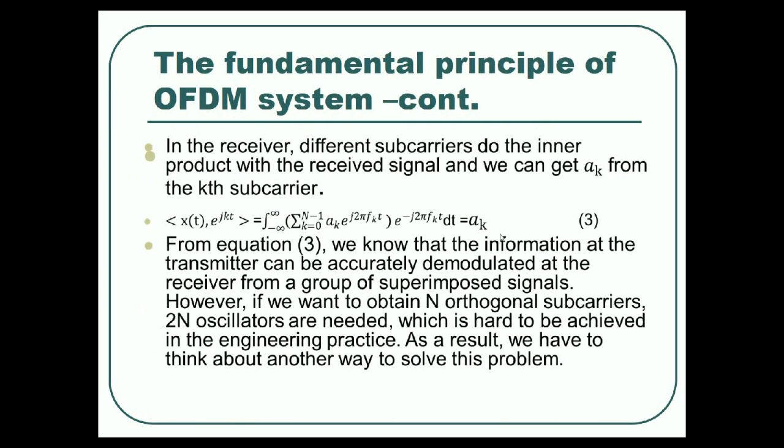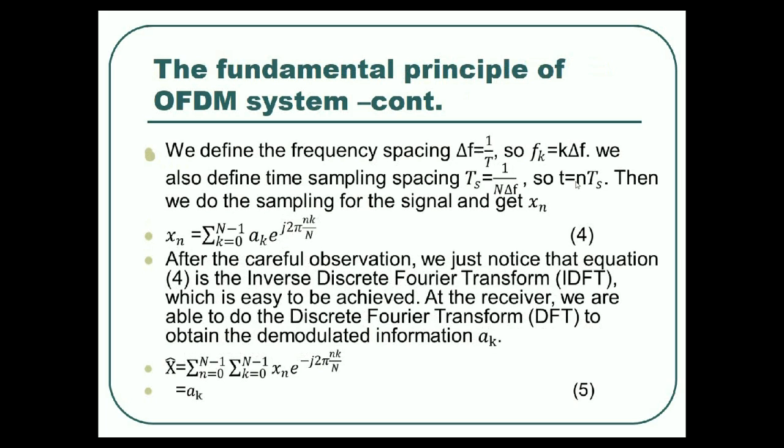In the receiver, different subcarriers do the inner product with the received signal, and we can get A sub k, which is shown in equation 3. From this equation, we know that the information at the transmitter can be accurately demodulated at the receiver from a group of signals. However, if we want to obtain N orthogonal subcarriers, 2N oscillators are needed, which is hard to achieve in engineering practice. So we have to think about another way to resolve this problem.